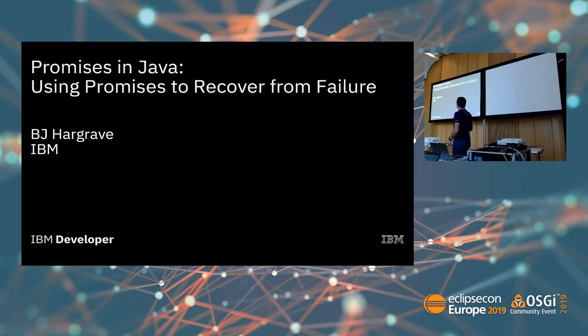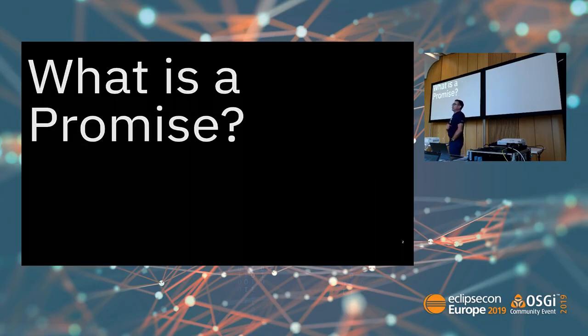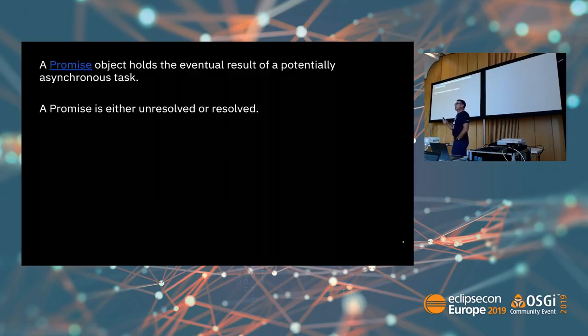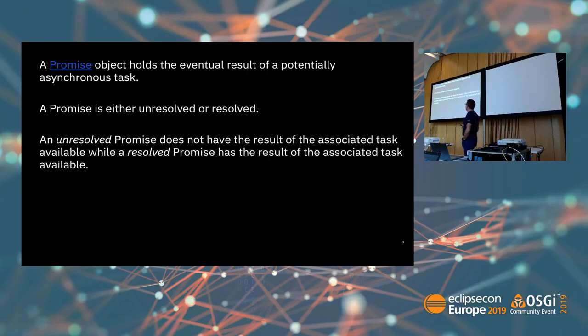So, what is a promise? Who knows what a promise is? A promise is an object that holds the eventual result of some task that might be synchronous, it might be asynchronous. A promise can either be resolved, which means the task is completed and its result is known, or it can be unresolved, which means the task is incomplete, it's still operating. If it's a synchronous operation, you'll always get a resolved promise back from some API call. But if it's a long-running asynchronous operation, it could be quite a while till the promise is resolved.